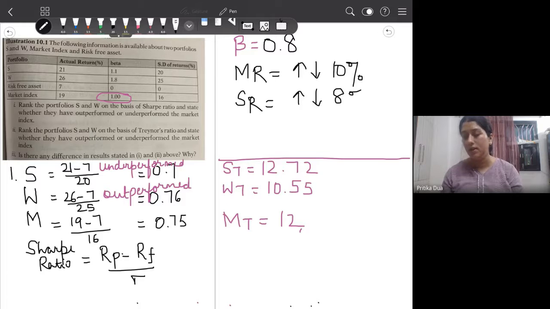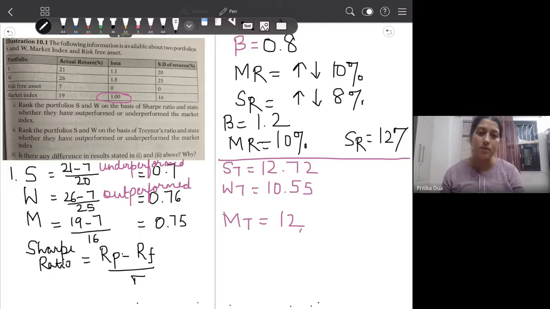On the other hand, when beta is say 1.2, then this means that if the market is increasing by 10%, then your security return is increasing by 12% and vice versa. Beta can be equal to 1 also, then that means that if the market is moving by 10%, your security return is also moving by 10%.